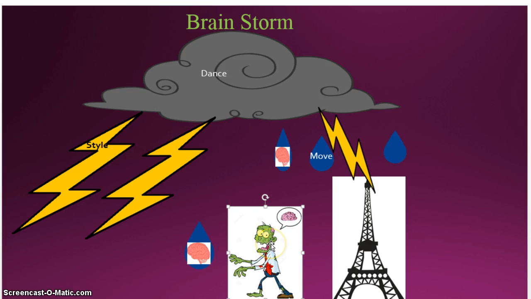So this is the entire thing right here, our graphic organizer. You have your storm cloud, or your brainstorm, which is the dance. You have to decide what dance you want to do. And then from the storm come these different style lightning bolts. And once they decide which style it is, that's going to be the one that strikes the Eiffel Tower, and it strikes home.